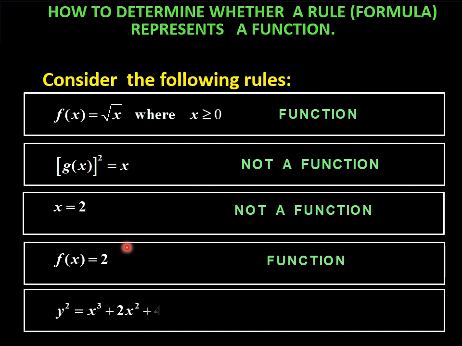Let's look at the last one. y squared equal to x cubed plus 2x squared. If I put in an input value, let's say I make x a 1. So if I calculate that, I get 3. So y squared is equal to 3. So what will y be? That's correct, plus or minus. Therefore, that will not represent a function.